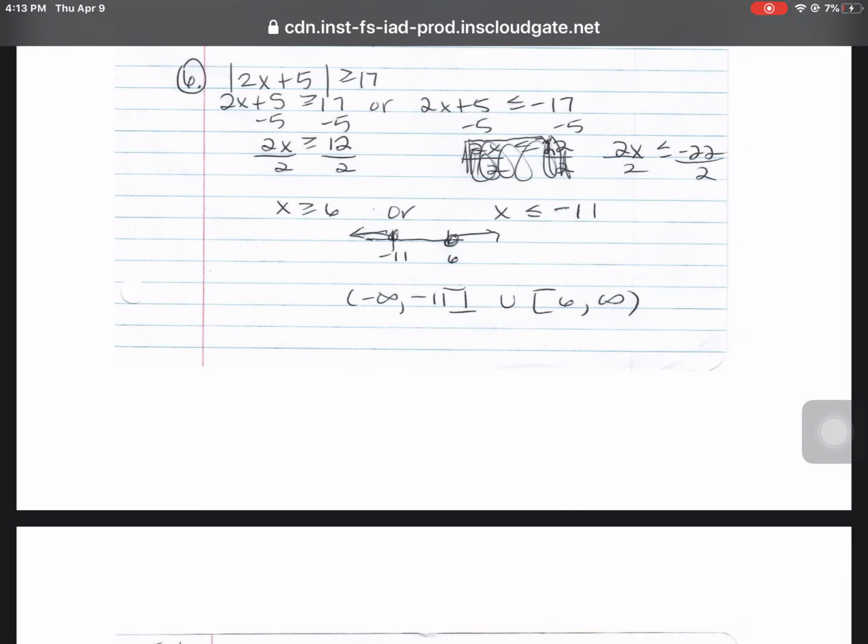Read your symbols left to right, -infinity to -11, and then 6 to infinity. When you have or equal to, you include, which means you put a bracket around.